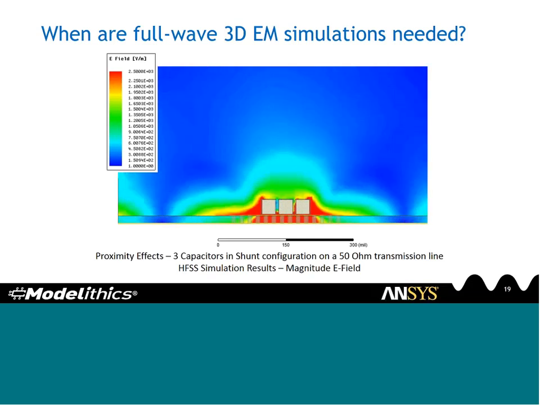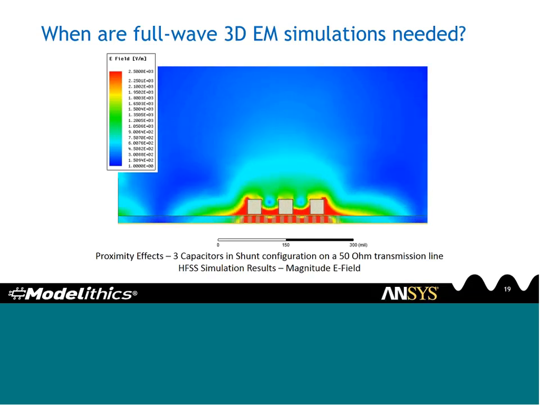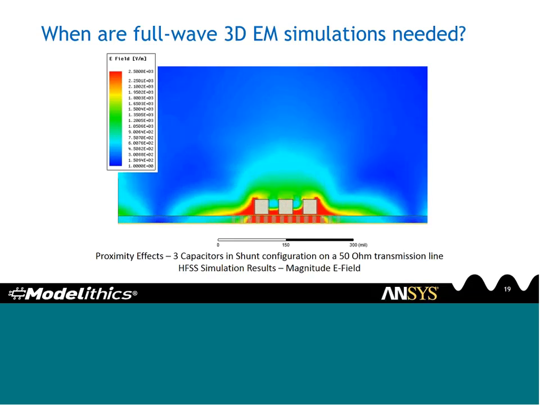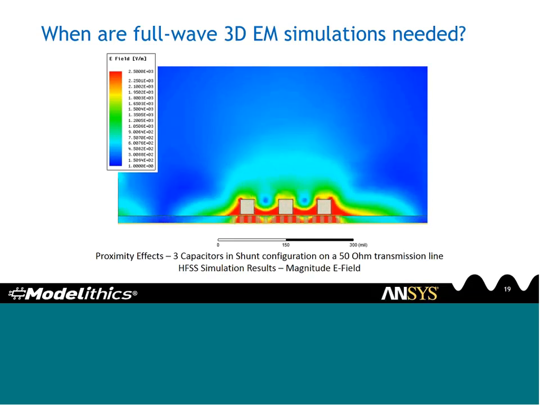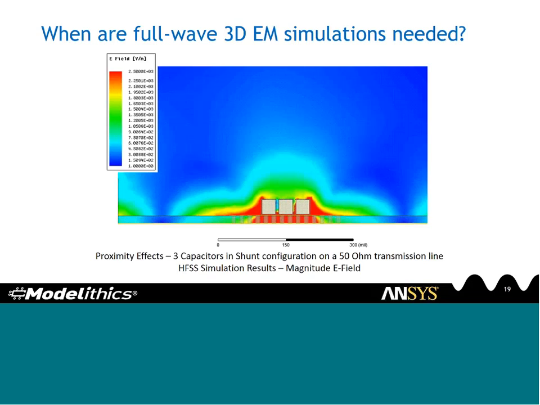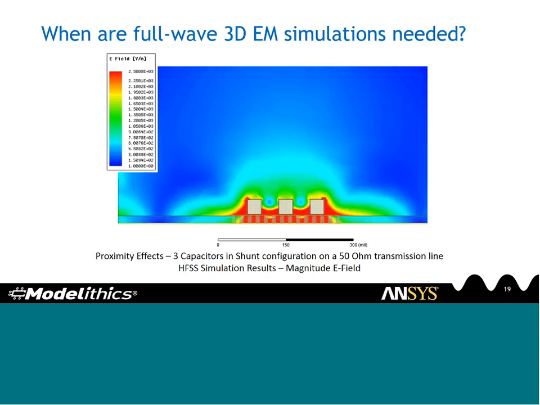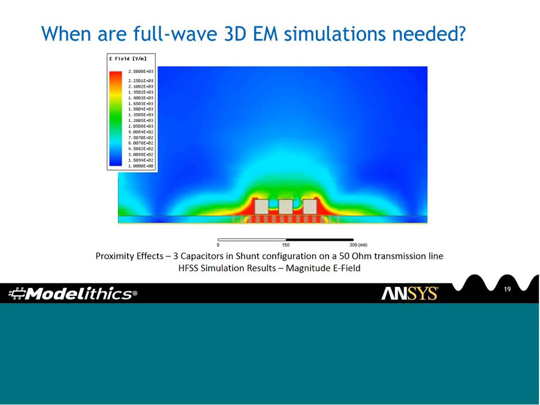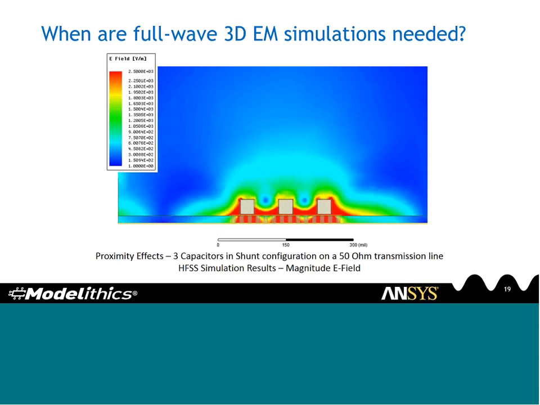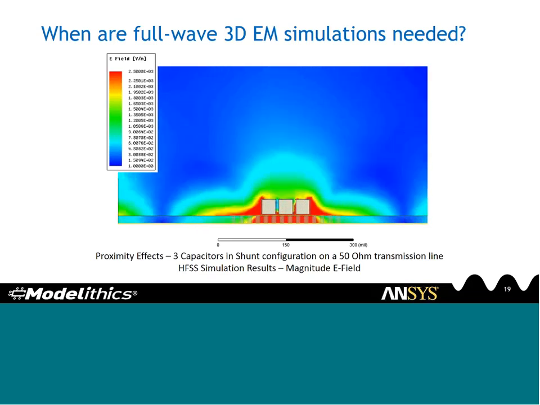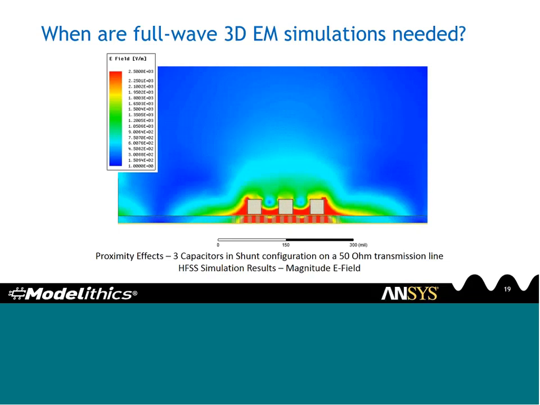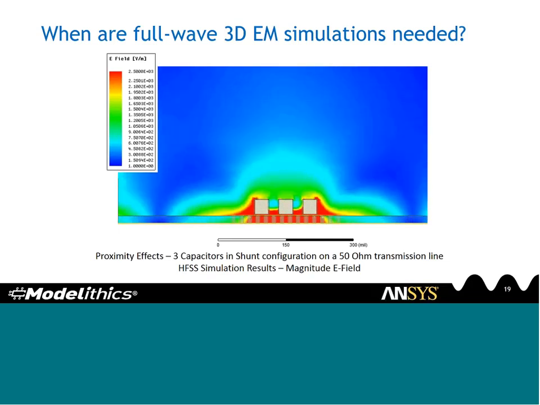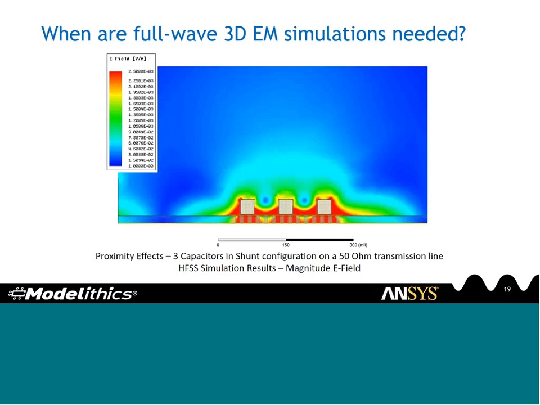You can see this here in the illustration shown on this slide. Shown here is a cut plane view of the E field of 3 capacitors that are placed in a shunt configuration on a 50 ohm line. At their closest spacing, the fields surrounding the capacitors are clearly interacting. This sort of unexpected coupling in your design can result in performance degradation and lead to costly and lengthened design cycles. Using full-wave 3D EM analysis can mitigate much of the on-the-bench tuning that would be caused by these effects had they not been caught at the design stage.